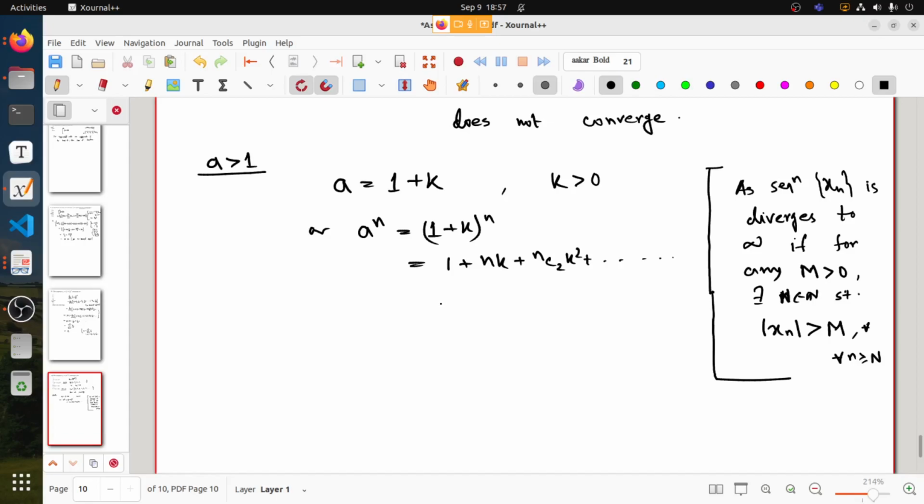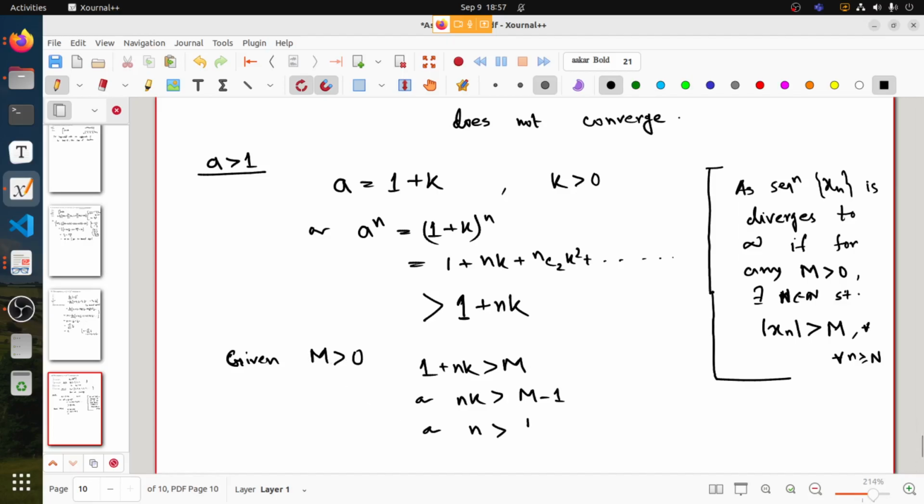Each term is positive, so we can write that this is greater than 1 plus nk. Now what will we choose? Given m greater than 0, take 1 plus nk greater than m, which means nk is greater than m minus 1. We take m a large number greater than 1. So n is greater than m minus 1 by k.